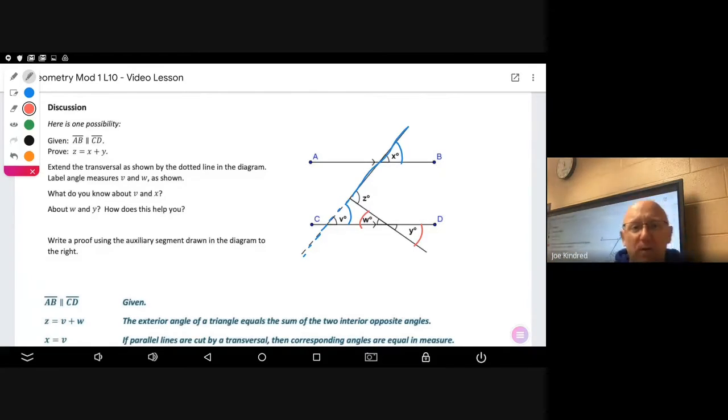How does this help? Well, take a look at the proof. I'm going to show you the proof for this particular one. And again, those two observations allow us to actually prove that Z is equal to X plus Y.